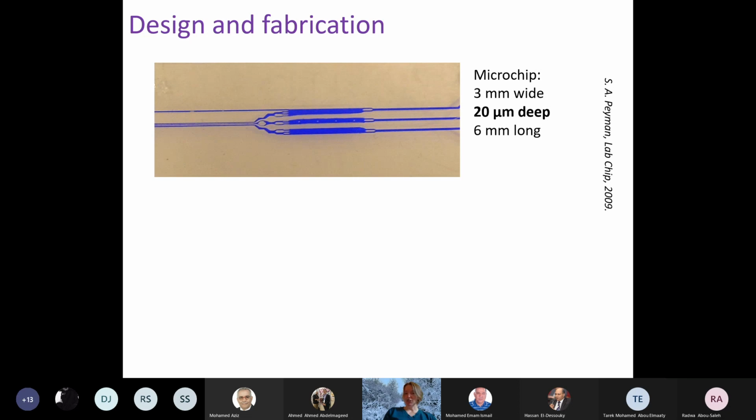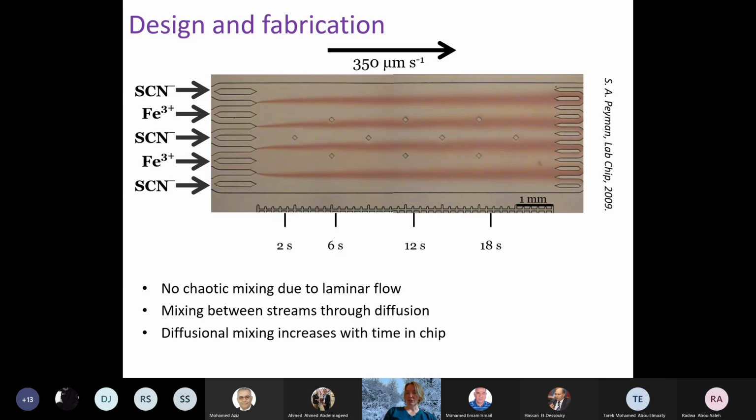But actually, if we change the dye out for liquids that do react together to give a coloured product, such as iron thiocyanate. Thiocyanate and iron by themselves are colourless, but when they mix together, they form this blood red iron thiocyanate product.